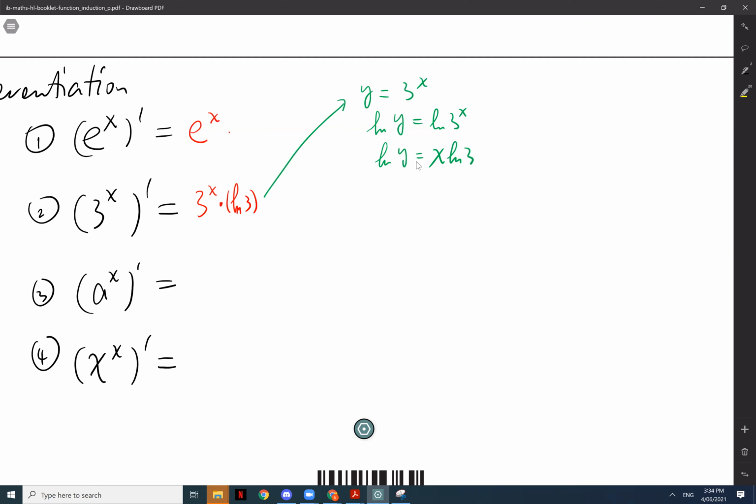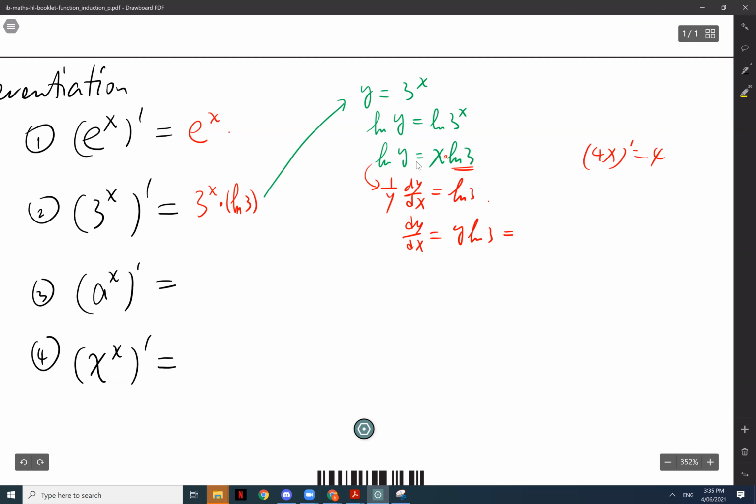Your neighbor's name? Sarun. Can you? Implicit: 1 over y, dy dx. Excellent. The other side: because this ln 3 is just a number. It's the same as differentiating 4x, which is just 4. So ln 3 stays. That's why dy dx equals y ln 3. That's why Aaron is correct.